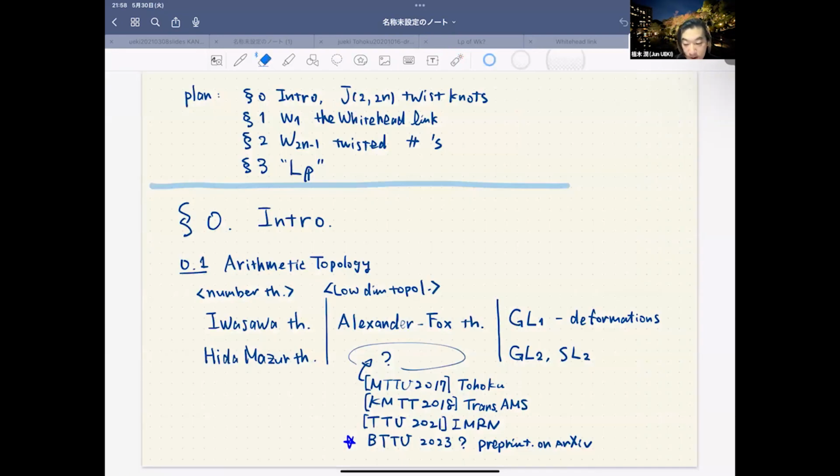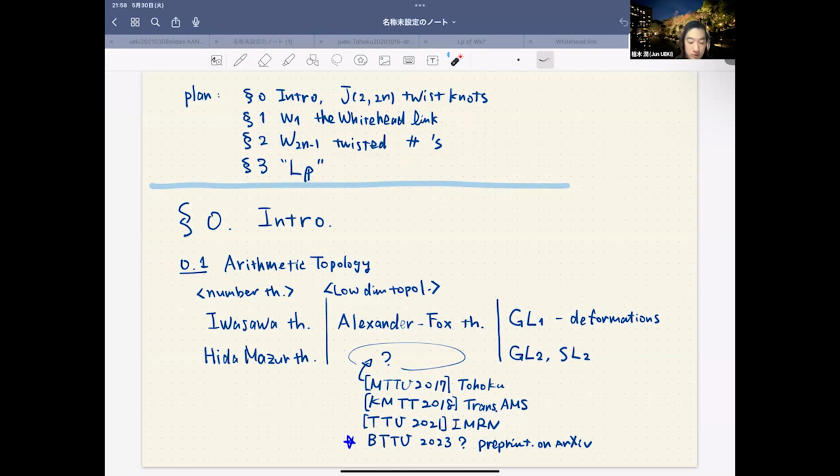Here is the plan of my talk. Firstly, I'd like to explain my motivation and previous research on twist knots. And then we will explain the Whitehead link case. Afterwards, I will explain its generalization to the general odd twisted Whitehead links. And finally, I will give a remark on the so-called algebraic L function. Okay, let's start the introduction.